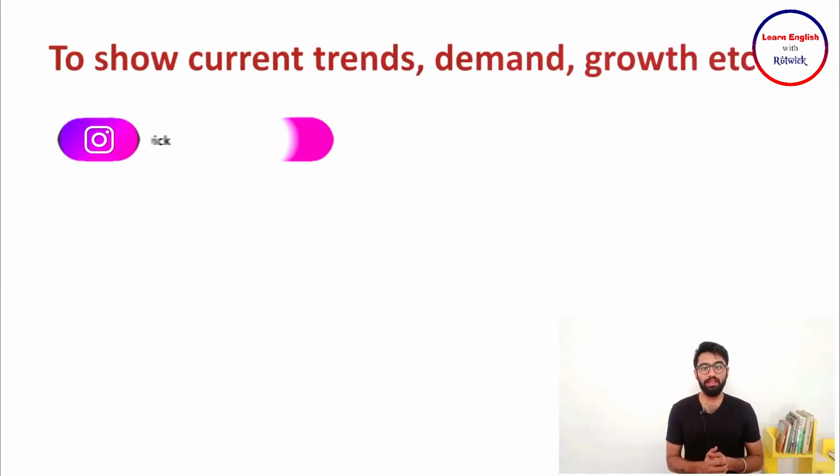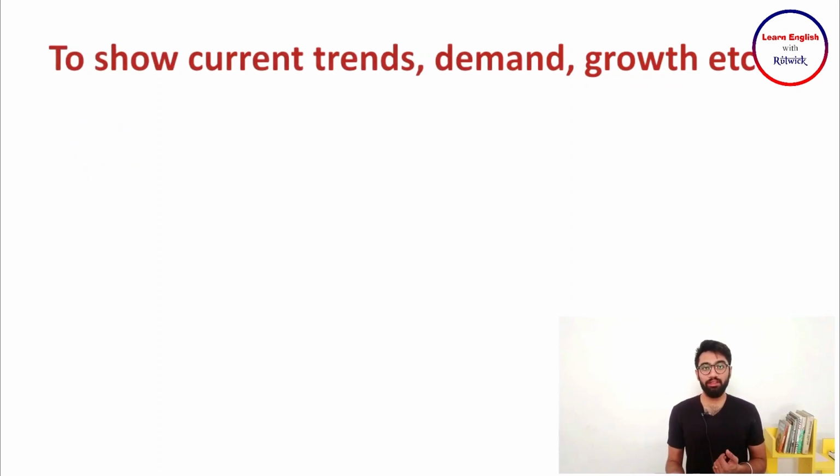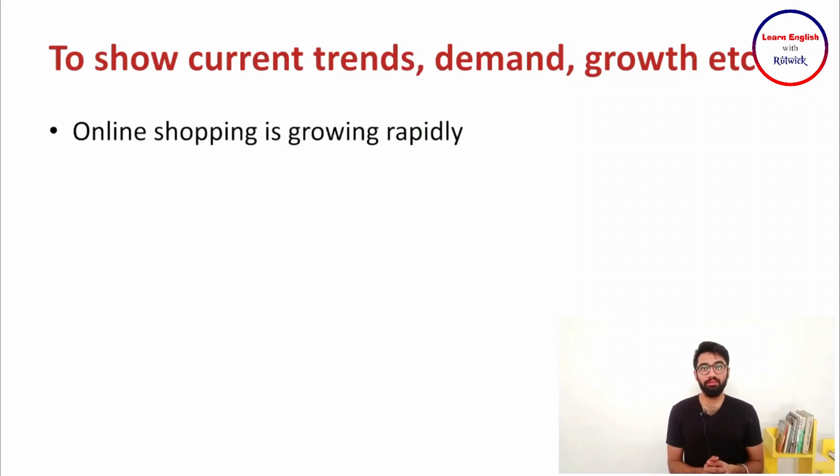Next, we may use this tense to talk about all the countrywide events or the worldwide events. For an example, the trends, growth, something which is in demand, the different rates like employment rate, death rate, literacy rate, the life expectancy, etc. For an example, we may say that online shopping is growing rapidly. So we may figure out that online shopping is in demand.